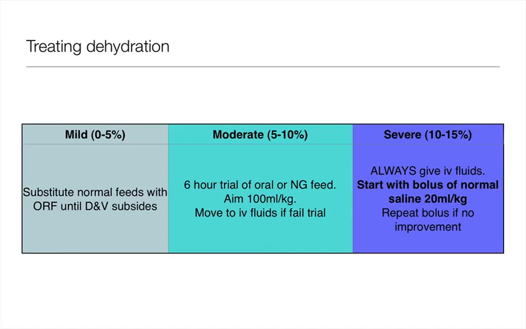For severe dehydration, you always give the child IV fluids. You always start with a bolus of normal saline if they're severely dehydrated, and it's about 20 mils per kilogram. If there's no response in the child after this, then you can repeat the bolus until there is an improvement.